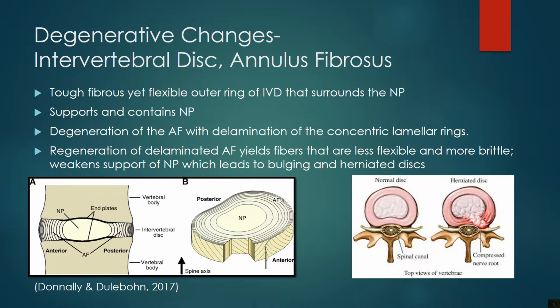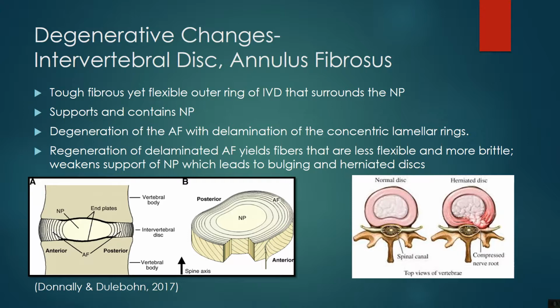The degenerative changes of the nucleus pulposus are compounded by similar degenerative changes in the annulus fibrosus. The tough, fibrous, and flexible outer ring of the intervertebral disc surrounds the nucleus pulposus. It supports and contains the nucleus, and the degeneration is largely due to the delamination of the concentric laminar rings. Degeneration of this lamellar structure yields fibers that are less flexible and more brittle. This weakens the support of the nucleus, which leads to bulging and herniation of discs.